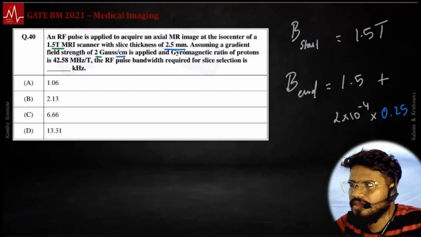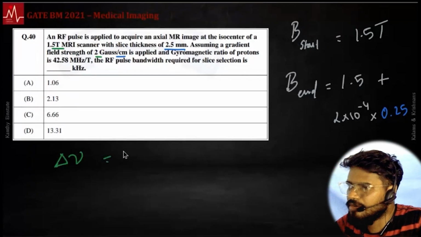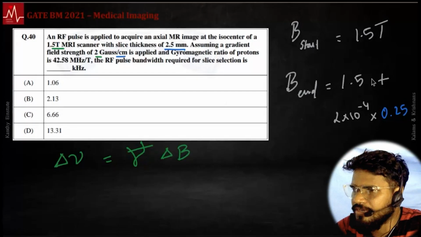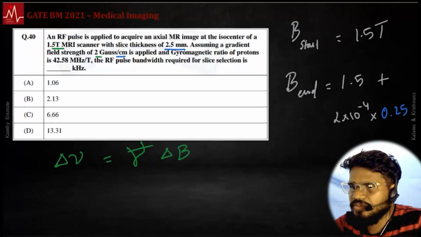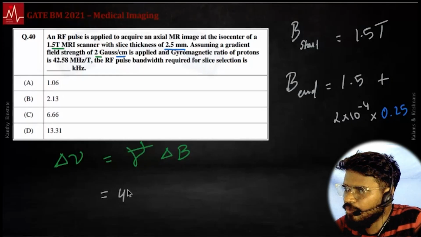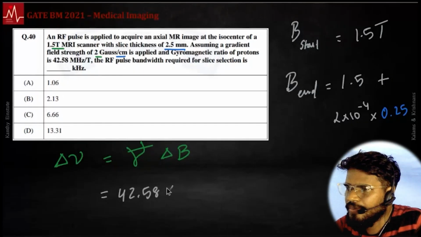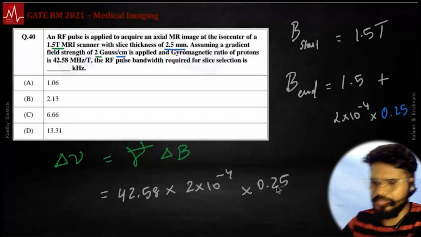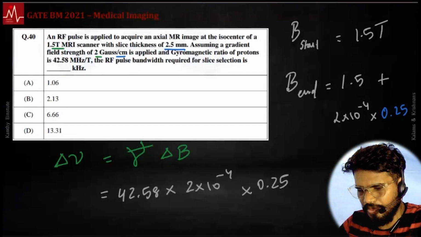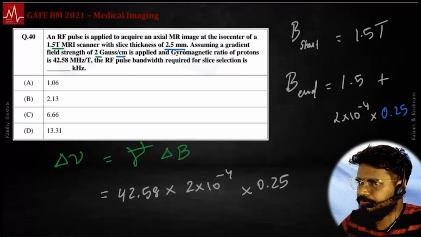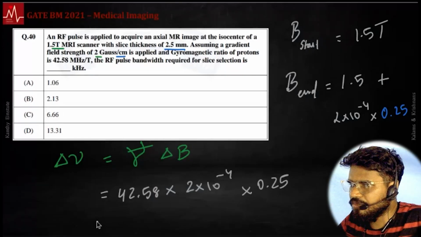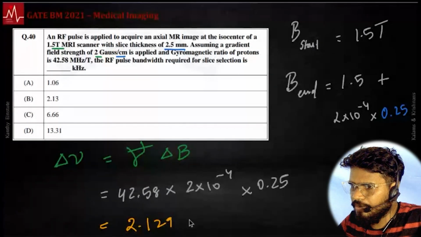What are they asking for? They are asking for delta nu, that will be gamma bar times delta B. Fairly easy from here, 1.5 and 1.5 will get cancelled. What will be left is this. Just find this value: 42.58 into delta B, 1.5 cancels, into 2 into 10 power minus 4 into 0.25. How much is it? 8 into 2 into 10 power minus 4. This happens to be 0.129 into 10 power minus 3.